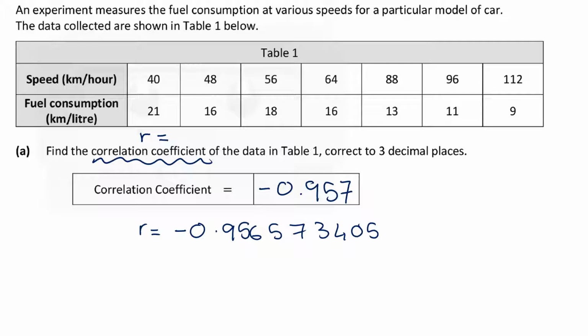For 3 decimal places, we're going to cut it here. Since the next number after that is 5, we're going to round up, which is minus 0.957, which is where we got our answer.